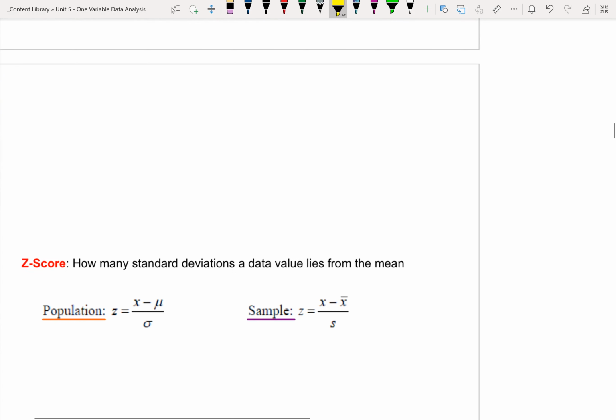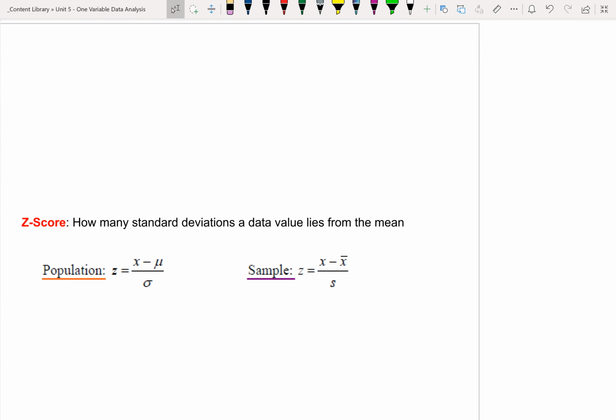Finally, our z-score. The z-score is something specific to each data value, and it tells you how many standard deviations a data value lies from the mean. So if you had a single data value, you can see how far away from the mean it is based on standard deviations. And again, because we have different variables for population and sample, we have two different formulas. However, they're basically the same thing.